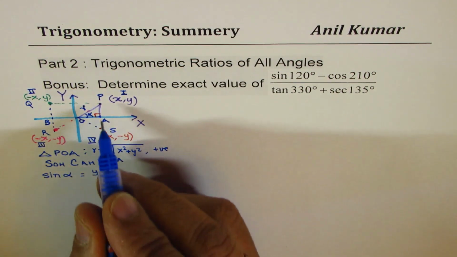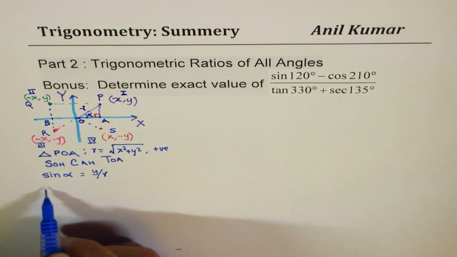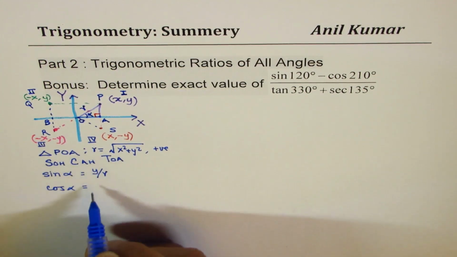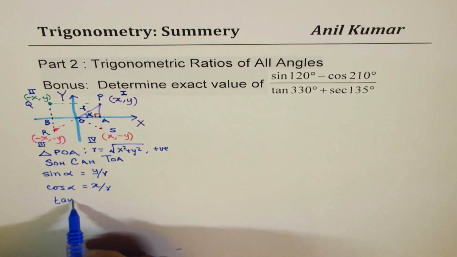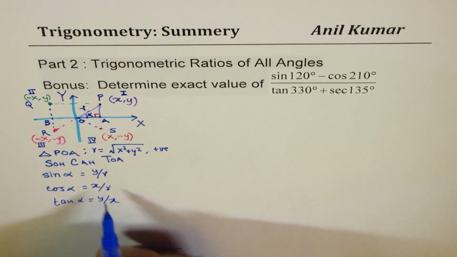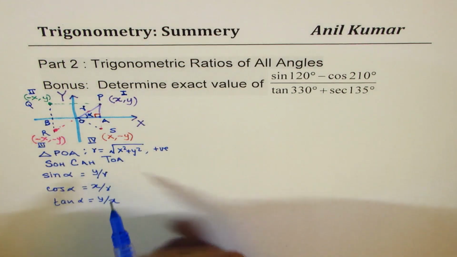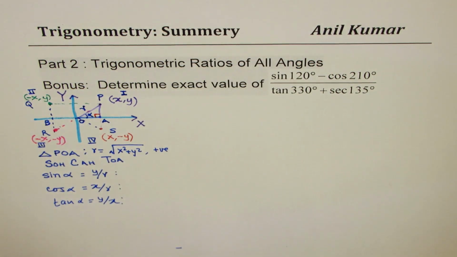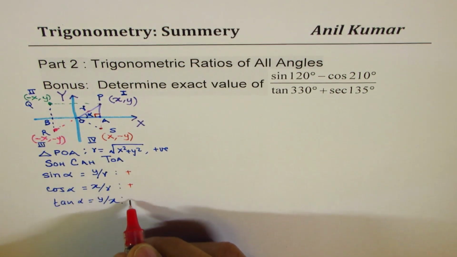Now in this particular quadrant 1, what we get is sine alpha is y over r, cos alpha is x over r, tan alpha is y over x. These are lowercase, correct? Now all are positive. So let me write down here the sign of these. All of them are positive.